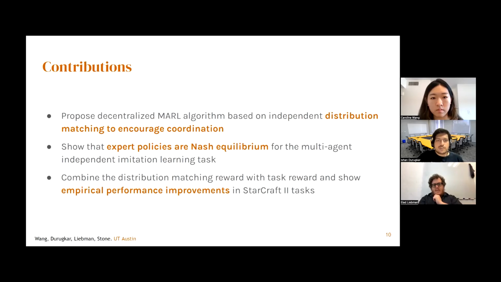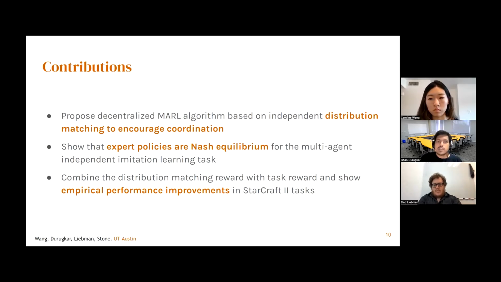The contribution of our work is to use the idea of distribution matching to encourage coordination between agents. We give each agent demonstrations from coordinated experts, and then each agent independently tries to perform distribution matching with respect to its expert policies. And this distribution matching process should lead the agents to coordination themselves.